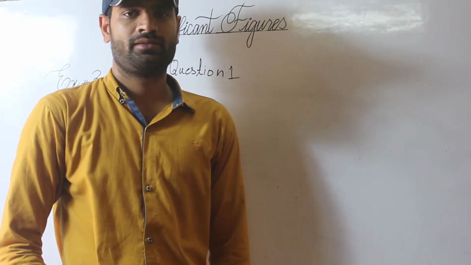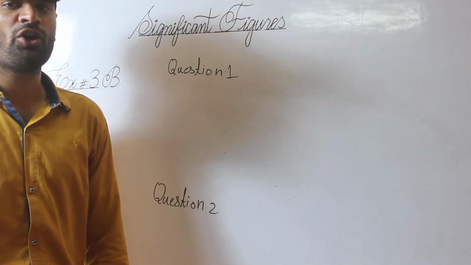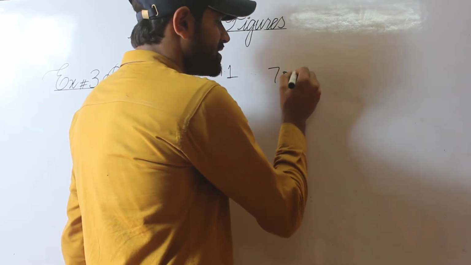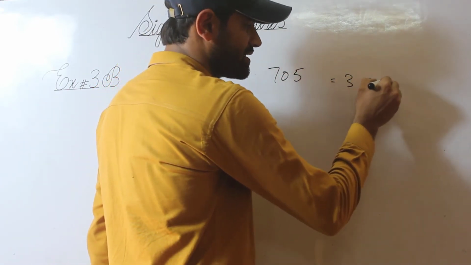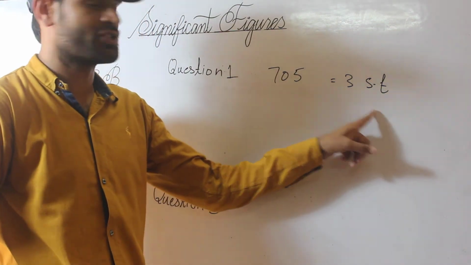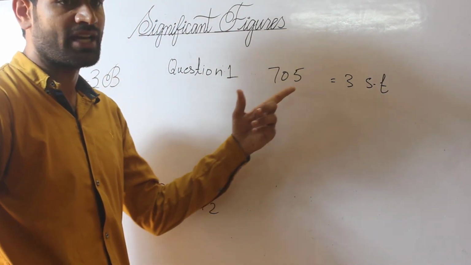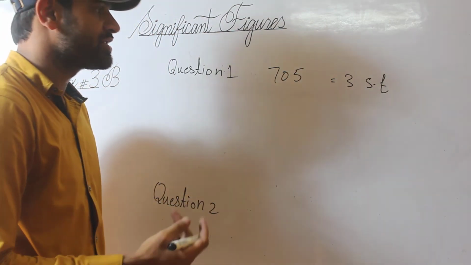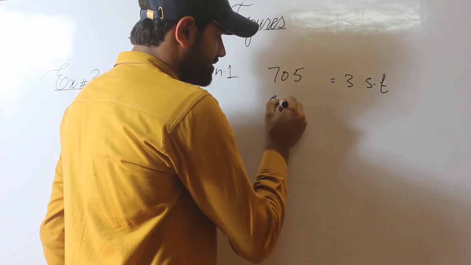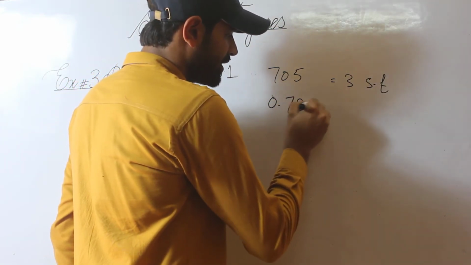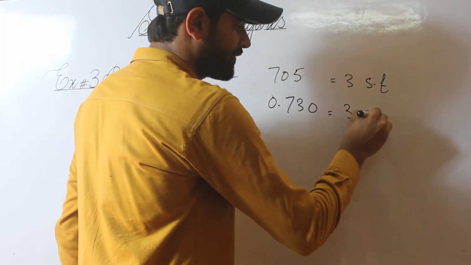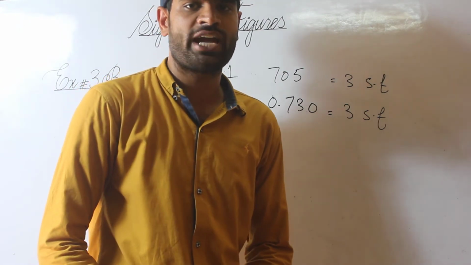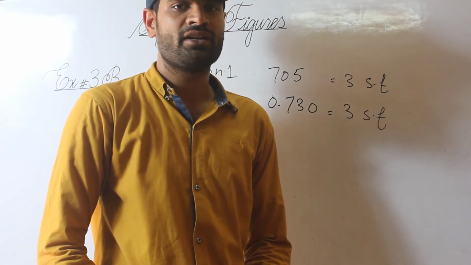In question number 1, we just find out how many significant figures the number contains. Just like if I have 705, it contains 3 significant figures. How many significant figures does it have? We apply the second rule: a 0 between non-zero digits is also significant. If a number is given as 0.730, this is also 3 significant figures. So in question number 1, we just apply these 5 rules and find out how many significant figures the number contains.